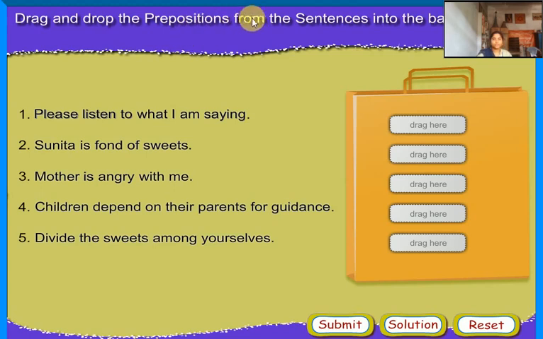Drag and drop the prepositions from the sentence into the bag. Please listen to what I am saying. 2. Sunita is fond of sweets. Of. Mother is angry with me. With. Children depend on their parents for guidance. On. Divide the sweets among yourself. Among.